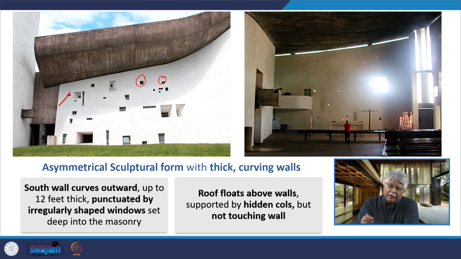Then, if you watch very carefully, the roof is not kept on the walls. The roof is slightly lifted up, there are embedded columns in the wall, and the roof is floating, mounted on these hidden columns. It's not touching the wall.